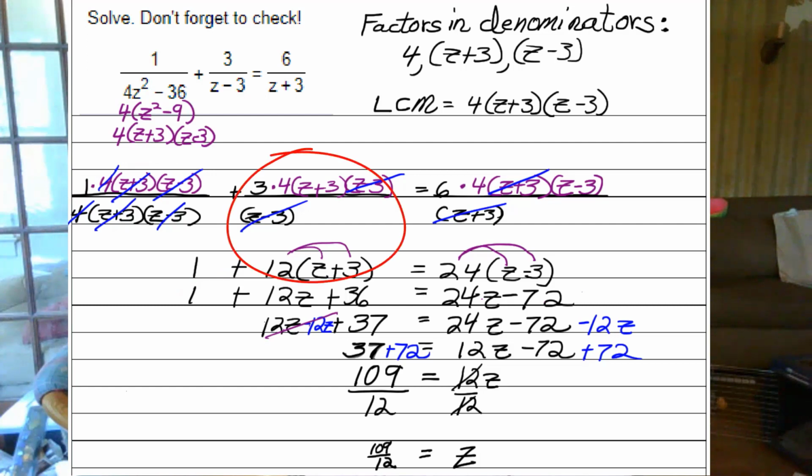Over here, only the z minus 3's cancel, so you're left with 3 times 4, which is 12, times z plus 3. And over here, the z plus 3's cancel, so you're left with 6 times 4, which is 24, times z minus 3. Okay, before I do anything else, I'm going to distribute the 12 into there. Distribute, distribute, and I'm going to distribute my 24. Distribute, distribute.